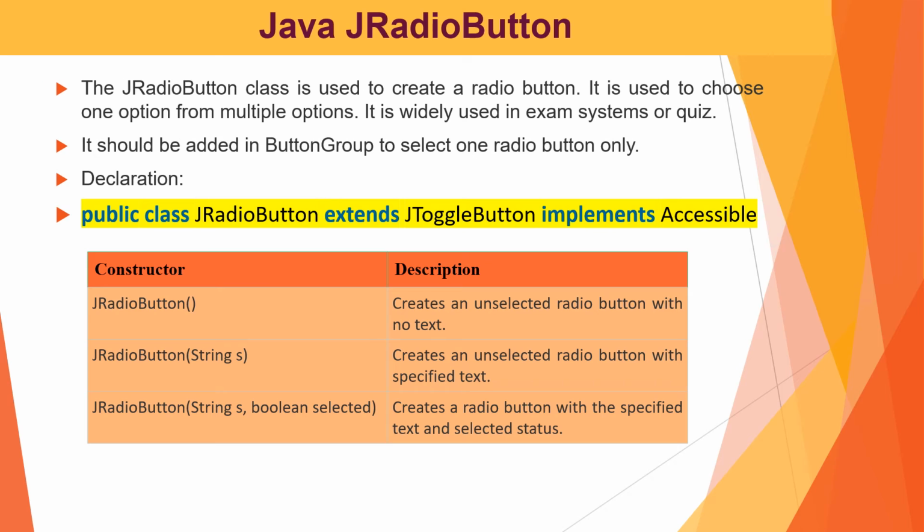Now this Java radio button is different from the Java checkbox. With a checkbox we can take multiple options, but in the radio button we can have only one option; you can select only one radio button from the multiple options. That is the main difference between these two components.